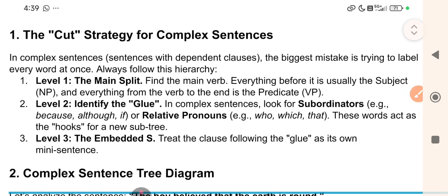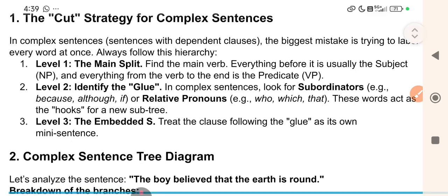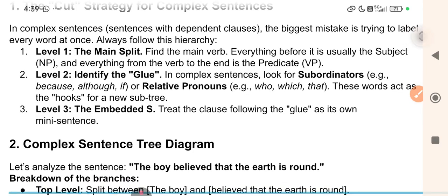Normally we analyze the sentence easily, and we identify joints in normal sentences. It is a very easy task, but what to do when we have to analyze a complex sentence? So here they have given some clues. Let us see the complex sentences with dependent clauses.